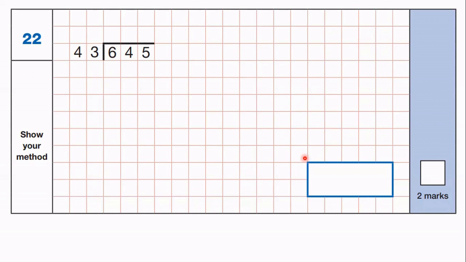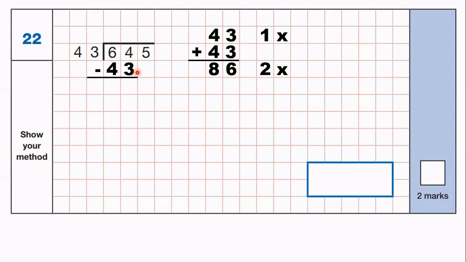Question 22. 645 divided by 43. So we need our 43 times table. 43 is of course 1 times 43, but if we add another 43, we get 86. So that's 2 times 43. Now if we look back to our question, we can see that if we take the first two digits together, we have 64 divided by 43, and 64 is less than 86. So we can write 43 below the 64 and 1 in our answer line.